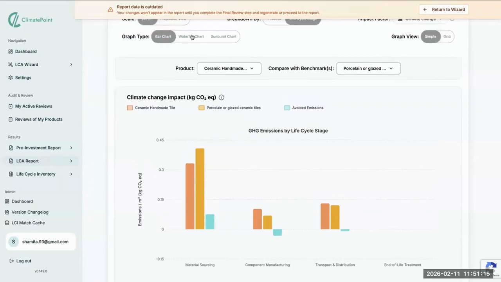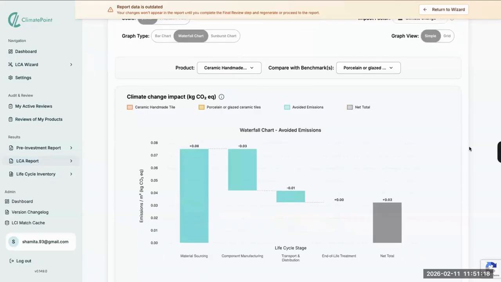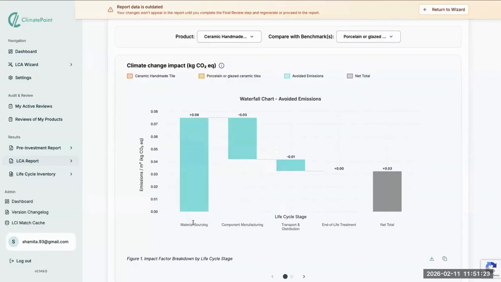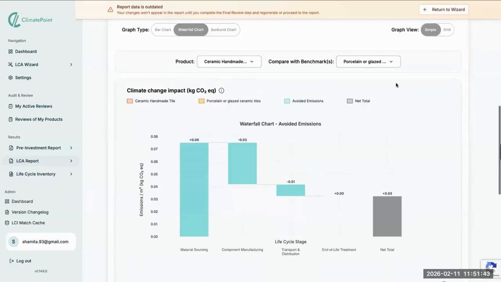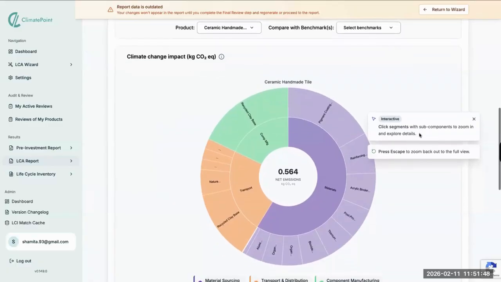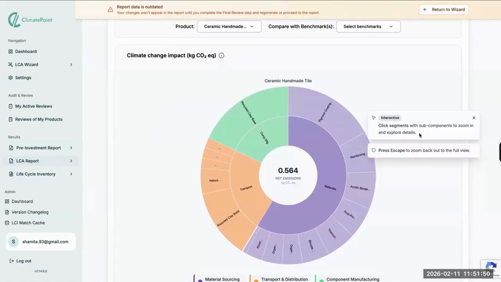But then you can also go into a waterfall chart, which talks, say, specifically about your avoided emissions, saying, oh, okay, you have more emissions in your raw materials. You're doing a little better in your manufacturing. It seems to be a little more sustainable. Your transportation and distribution, maybe you're doing local transport is lower, but here is the net total that you still need to abate.